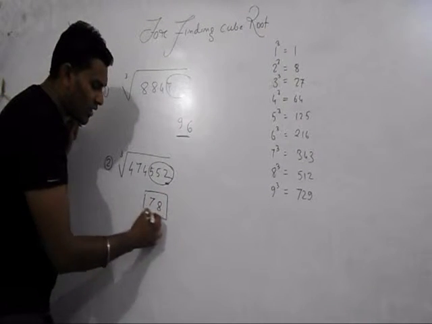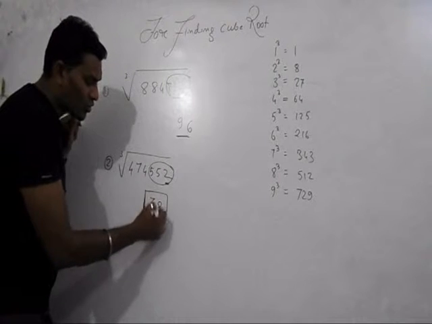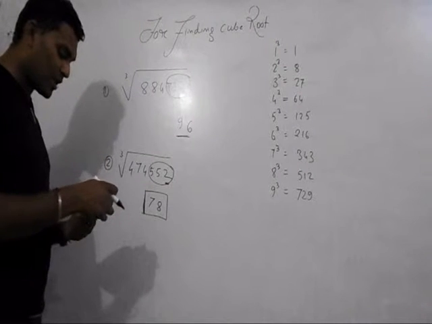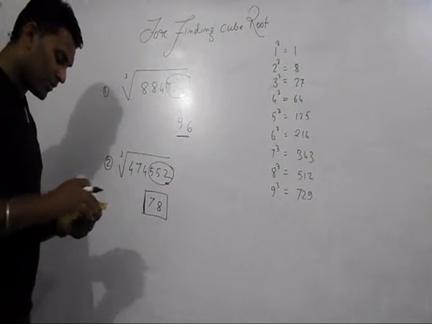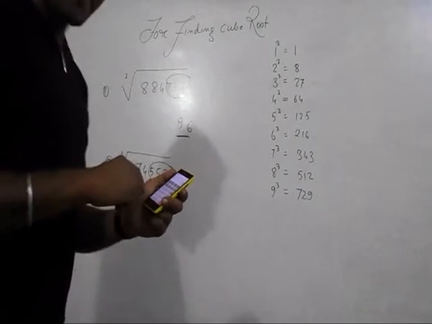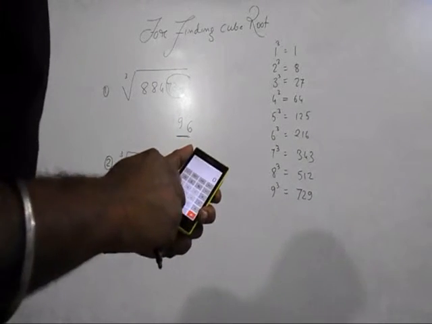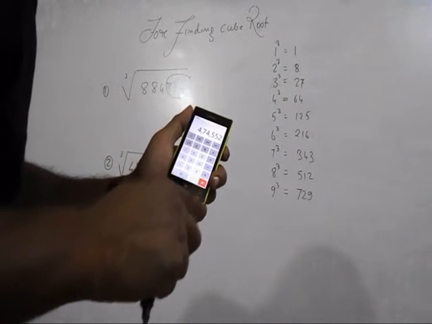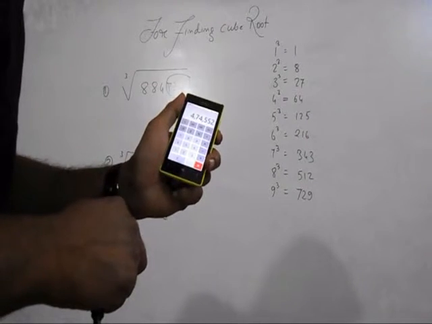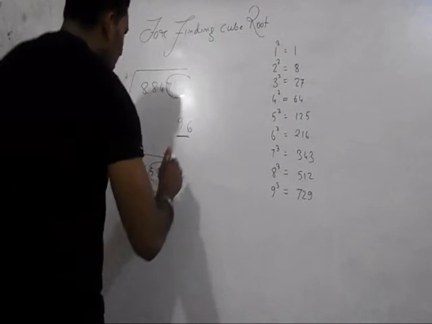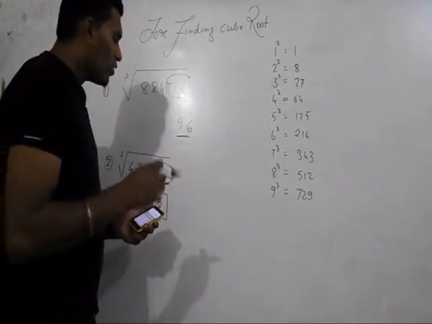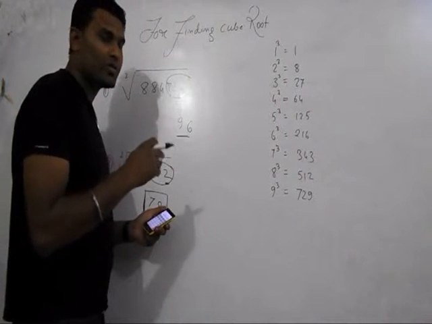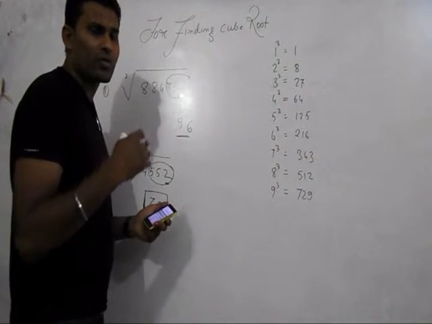Now 78 is the number whose cube gives me this number. If you want to check whether what I am saying is right or wrong, okay friend, let's see. I have taken out 78 as my answer. Now 78 into 78 into 78, and here it is 474552. You see, friend, this technique really lets you find the cube root of any given number in your question paper within just 3 or 4 seconds.